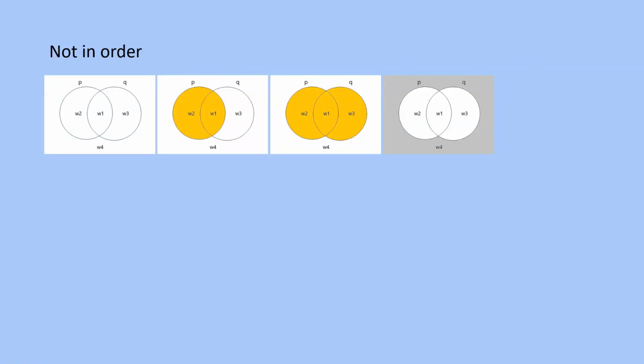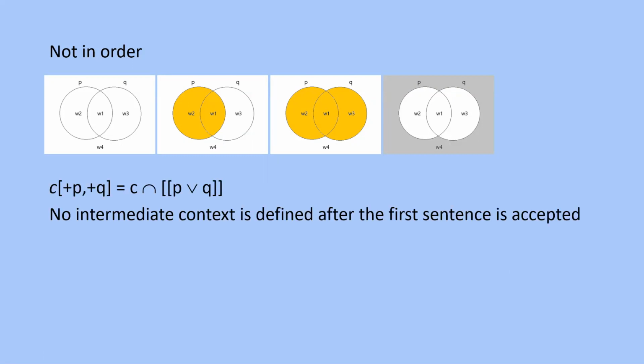So if we do that, then we start with our context. We push the P words high up. Then we push the Q words up. At this point, we have accepted everything except W4. And then we perform the restriction by keeping only the highest ranking word. At this point, you see that the result characterizes disjunction. The difference is simply that no intermediate context is defined.